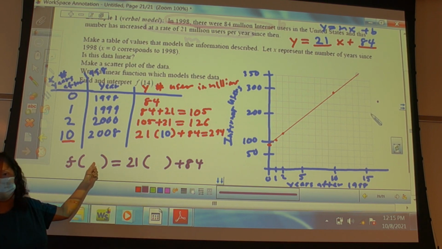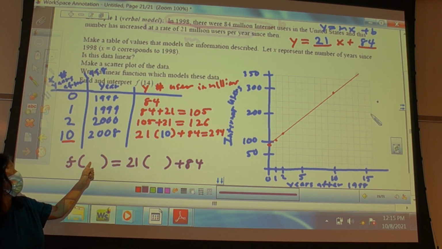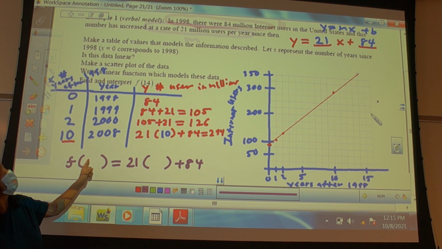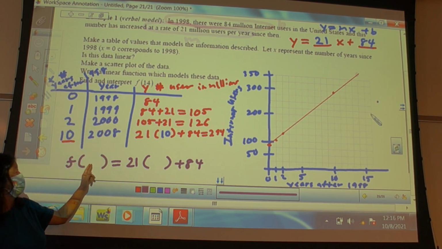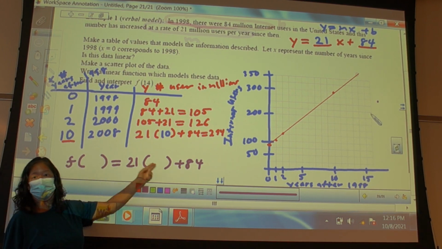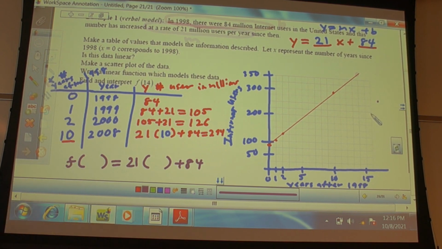So what am I going to put in for x? What's x in this case? Find and interpret f of 14. So x is 14. I'm going to put 14 in everywhere that x is. So everybody find that. f of 14 equals, and then figure out what this equals.